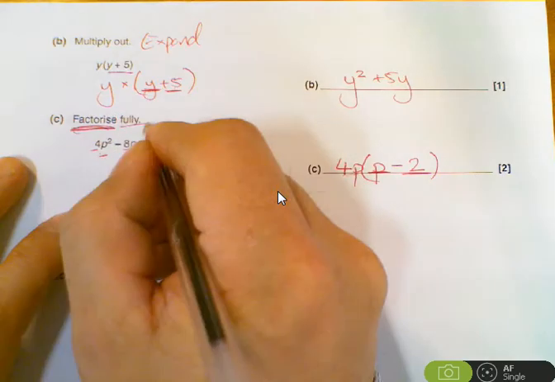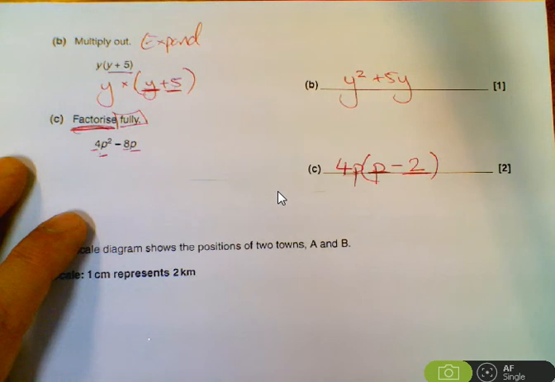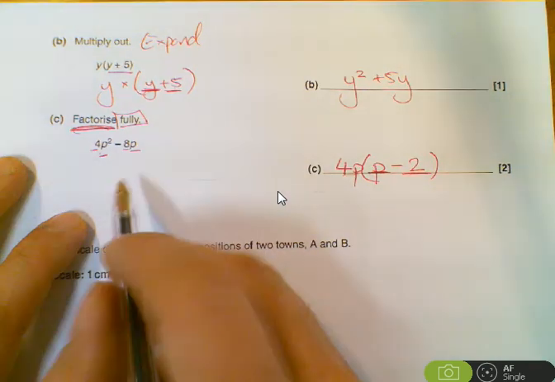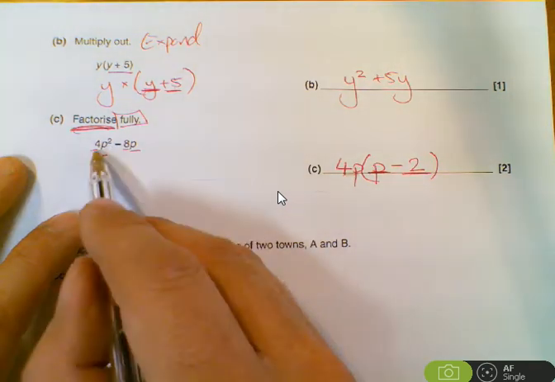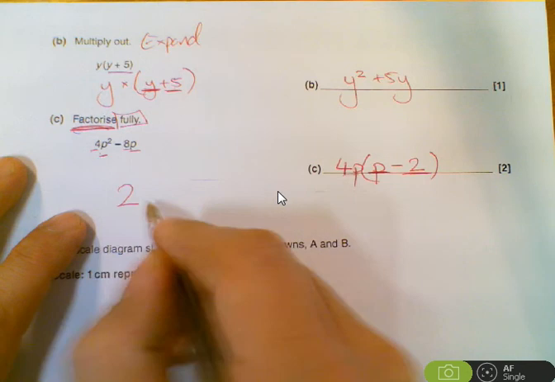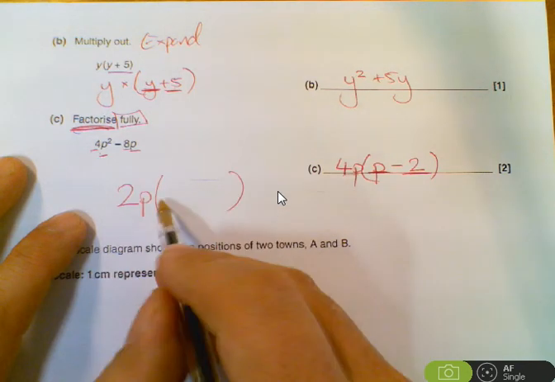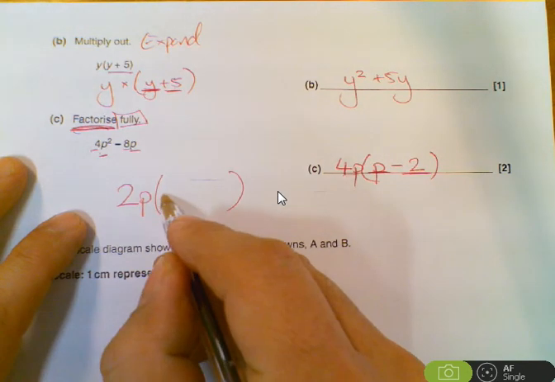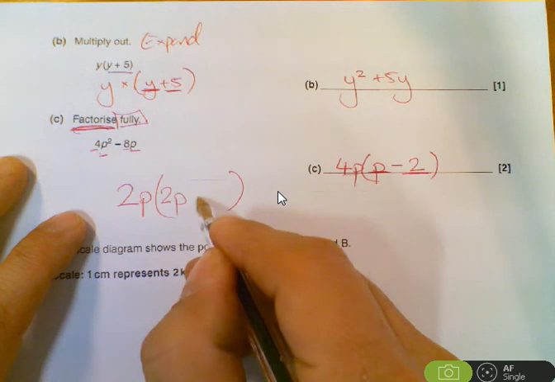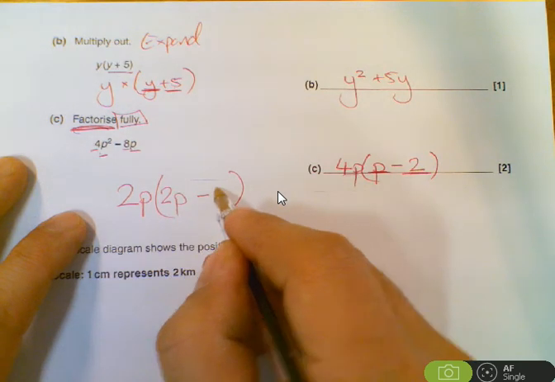And the key word here as well, I should draw your attention to, is the word fully. There were ways to factorise this partly, which would have only got you 1 mark. So for instance, suppose I thought the biggest number that goes into 4 and 8 was 2, and other than that I did everything correctly, I will have got 2p in there minus 4.